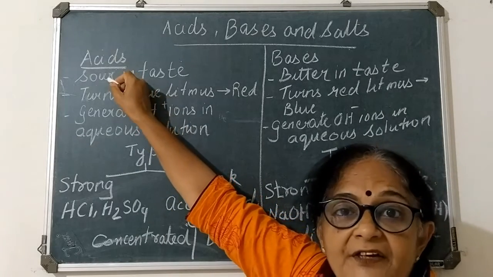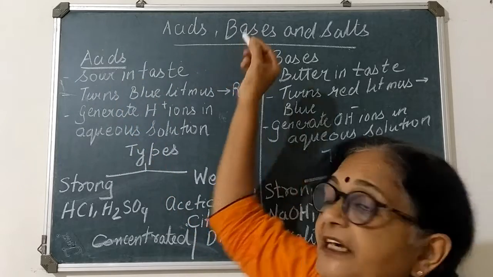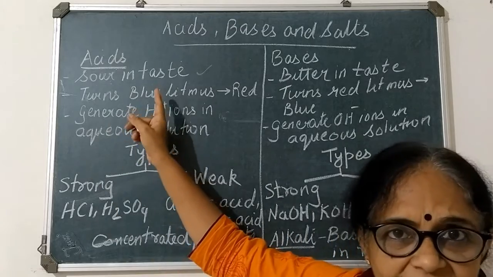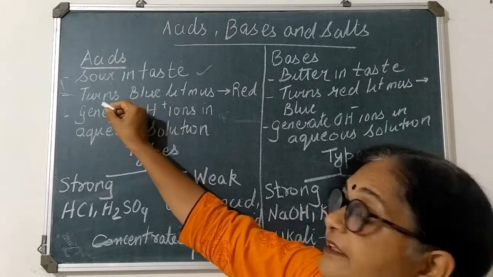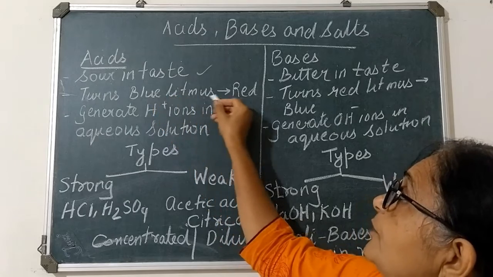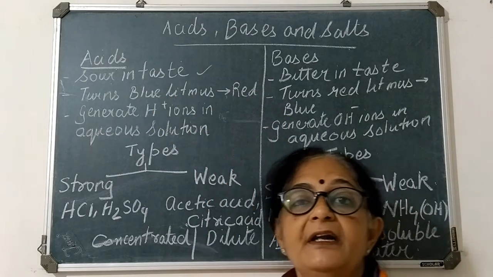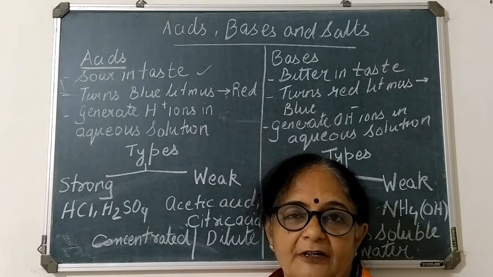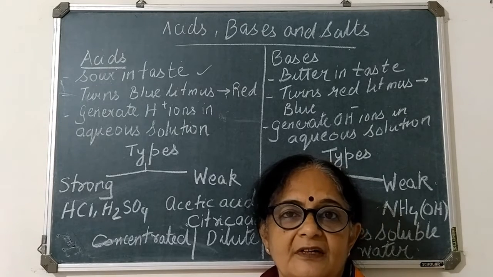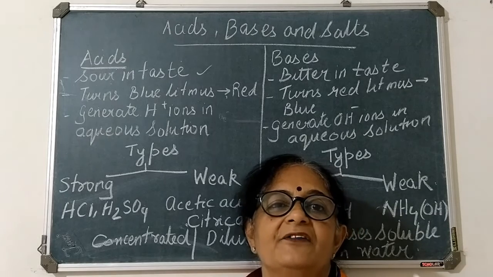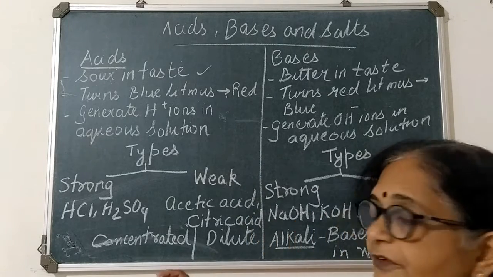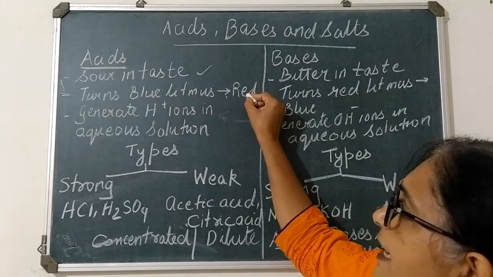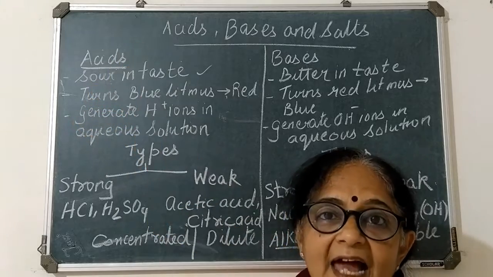Acids, if you taste, they are sour in taste. Sour એટલે ખાટું. So if you taste the acids, they are sour, ખાટું હોય. They turn blue litmus paper red. Litmus paper is a type of paper which is made out of plant product, and it tests whether the substance is an acid or a base. So if the litmus paper turns blue to red, it means it is an acid.